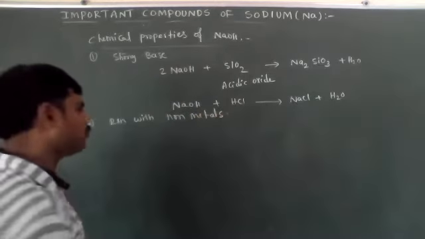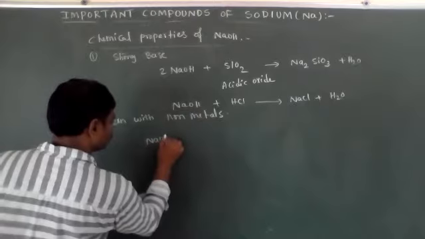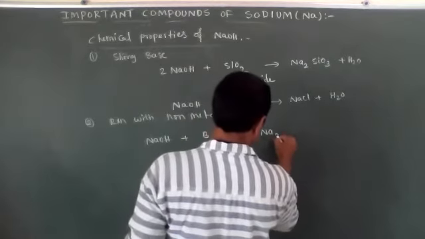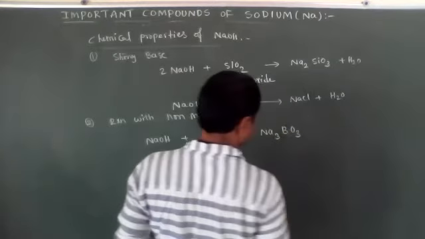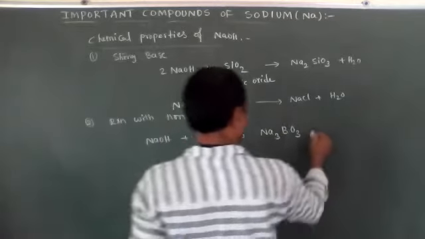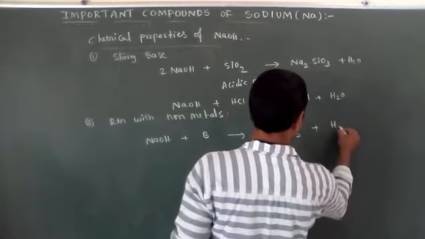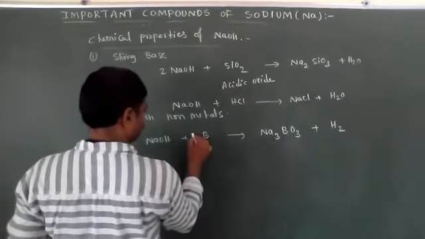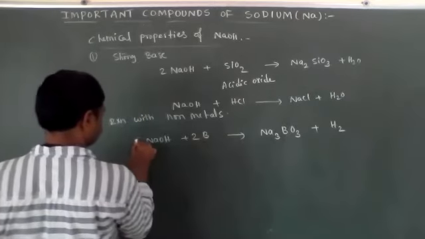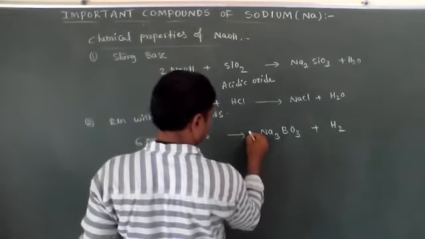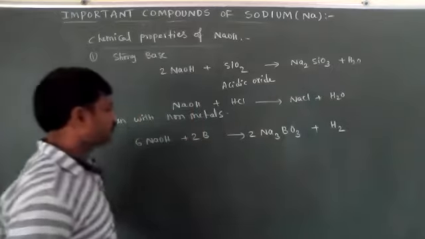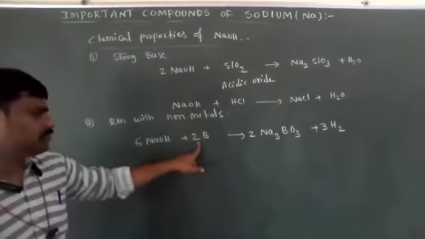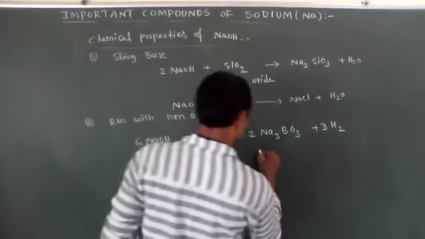Reaction with non-metals like boron. For example, sodium hydroxide reacts with boron to form sodium borate, Na3BO3, and releases hydrogen gas. So if you want to balance this equation, 6 moles of NaOH react with 3 moles of boron to form sodium borate.